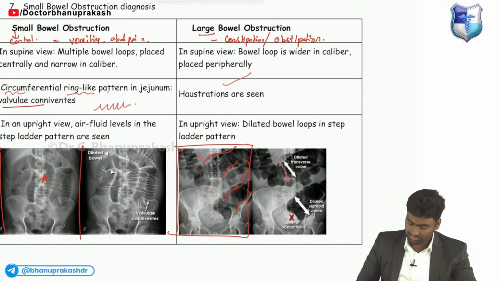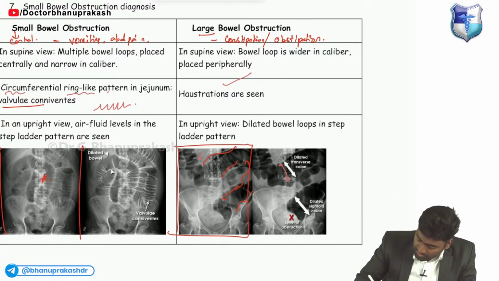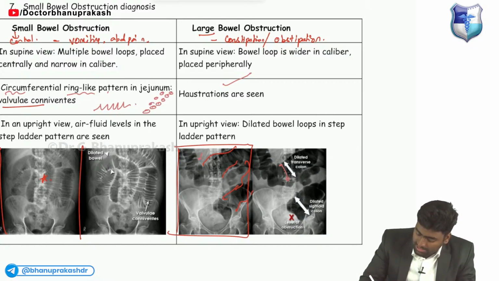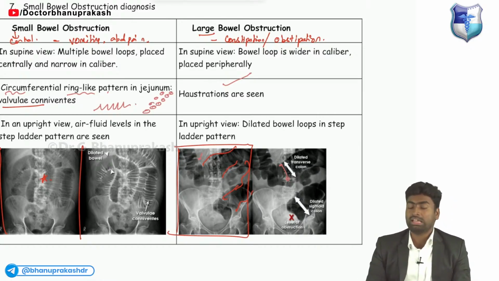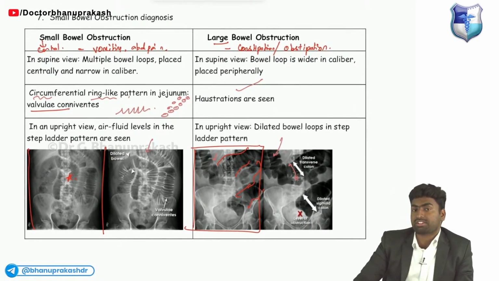And if it is causing the obstruction, then there will be air fluid levels causing a step ladder pattern of air fluid level, especially in a case of small bowel obstruction. That is how you will be able to differentiate small bowel obstruction from large bowel obstruction in X-ray.